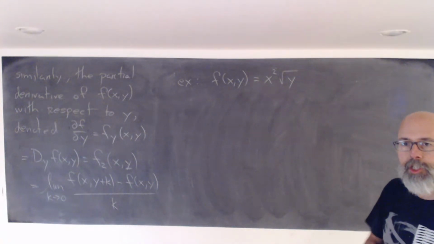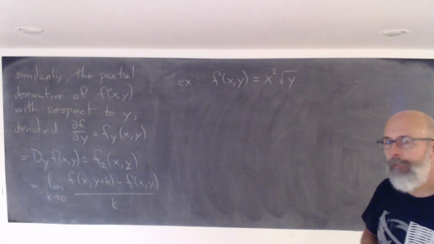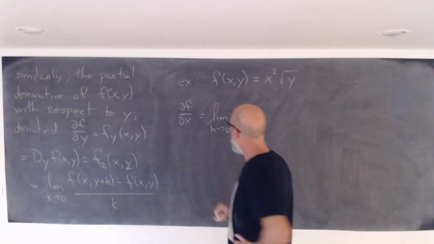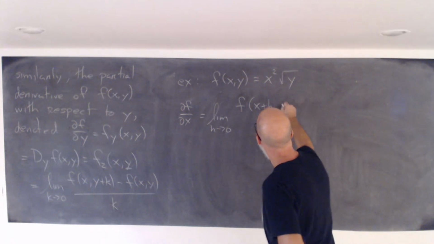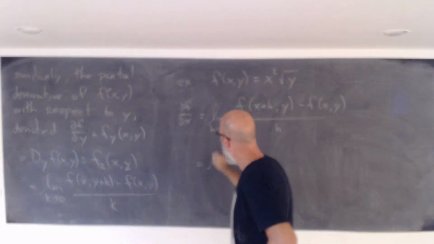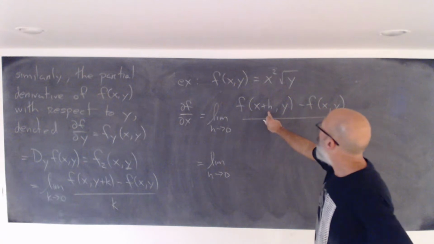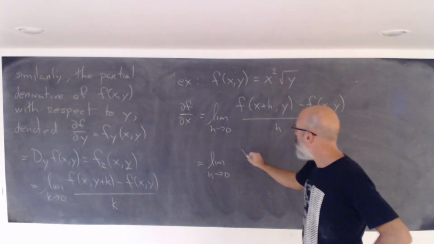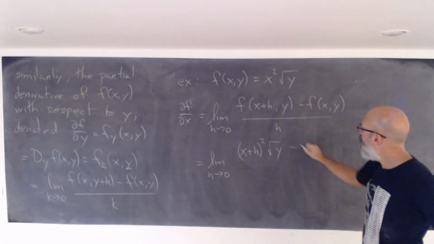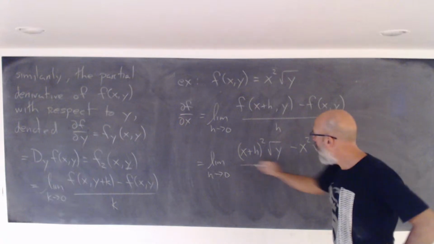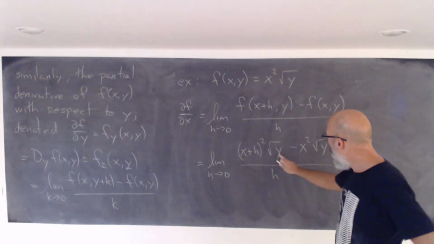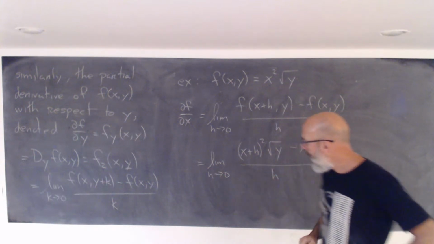Let's illustrate with this simple example, and you'll understand exactly what happens here. df dx, which is the limit as h goes to 0 of f of x plus h, y, minus f of x y, over h. What is that? Everywhere you see an x, you replace with x plus h. So we get x plus h squared root y minus x squared root y over h. And notice that you can factor out a root y which does not depend on h.